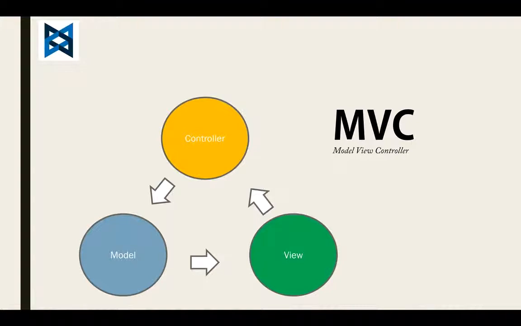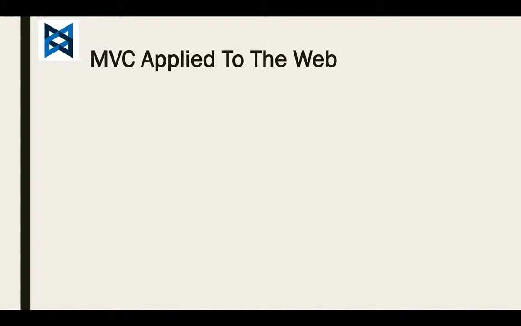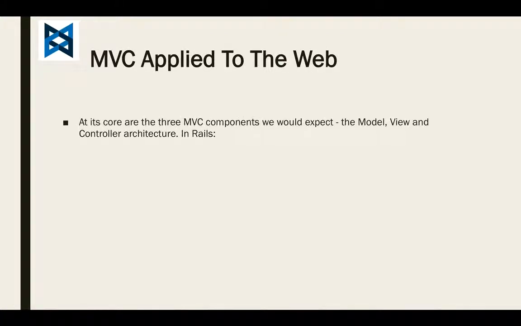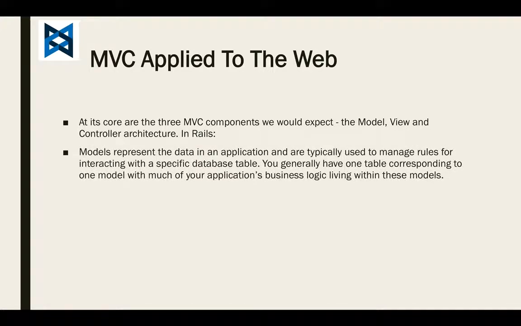So why use Backbone? It adds better structure to code, especially if it's a team-driven project. MVC applied to the web has, at its core, the three components we would expect: the model, the view, and the controller architecture as in Rails.